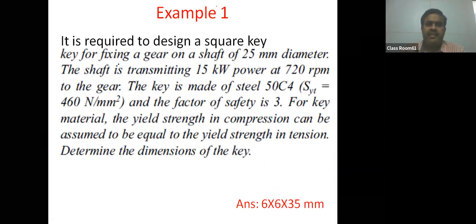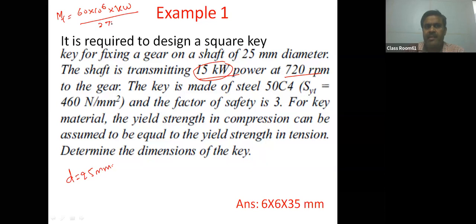So example 1: it is required to design a square key for fixing a gear on a shaft of diameter 25 mm. So D equal to 25 mm, it is given. The shaft is transmitting 15 kilowatt power at 720 RPM. So when power and RPM are given, you can calculate the torque. Torque is given by 60 into 10 to the power 6 into power in kilowatt divided by 2 pi n, where n is in RPM. So it will be 60 into 10 to the power 6 into 15 divided by 2 pi n, with RPM 720.